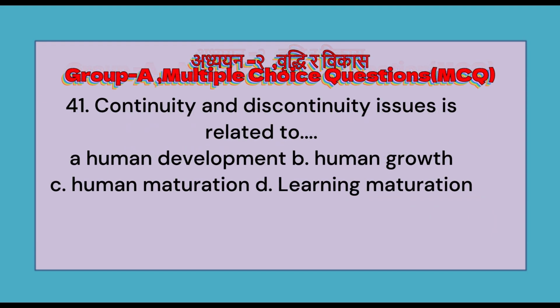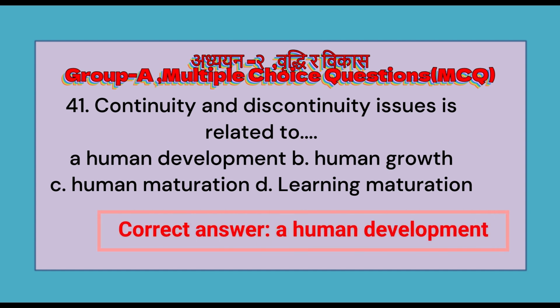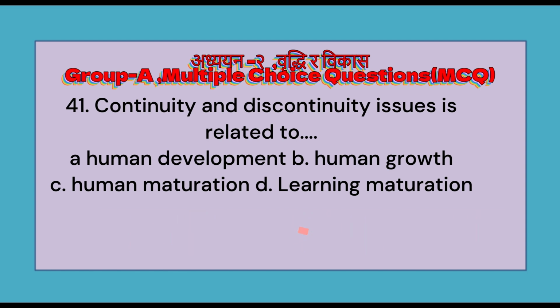41. Continuity and discontinuity issues are related to A. Human development. B. Human growth. C. Human maturation. D. Learning maturation. Correct answer: A. Human development.